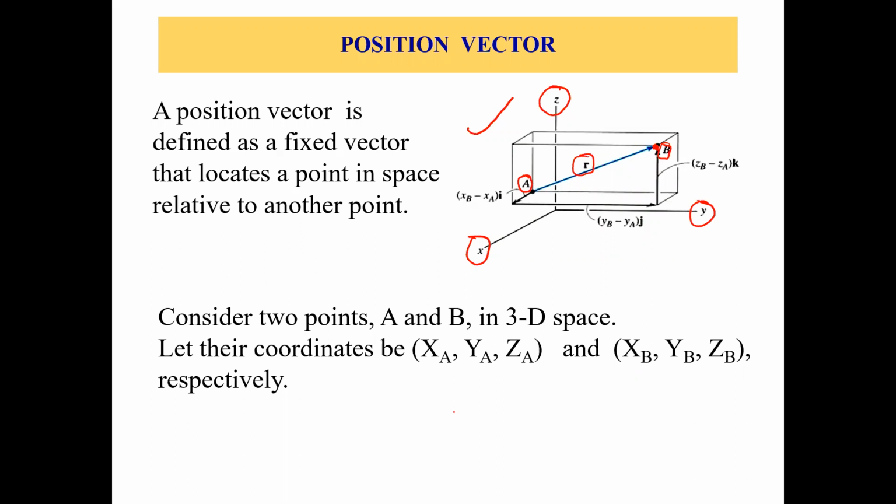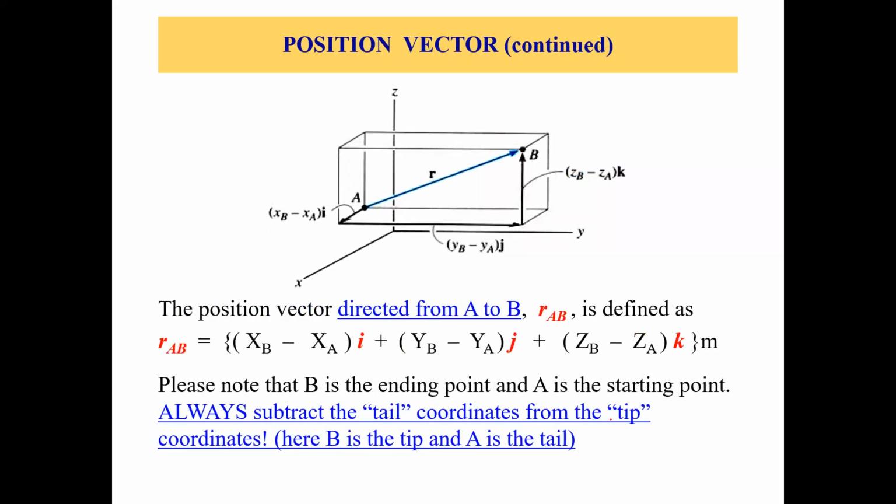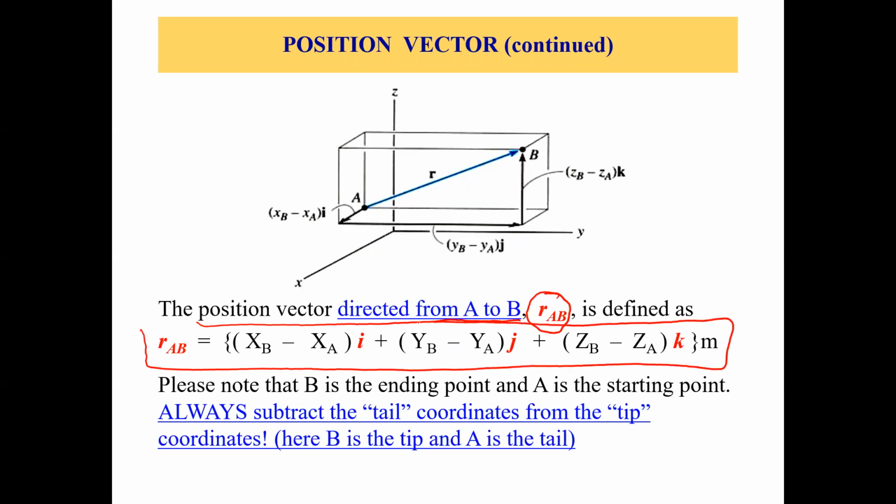The coordinates, let's call them XA, YA, and ZA for point A, and for point B, we have XB, YB, and ZB, right? So once we have these, how do we find the position vector? Position vector R sub AB is the position vector directed from point A to point B. So how do we get that? We get that by this equation.